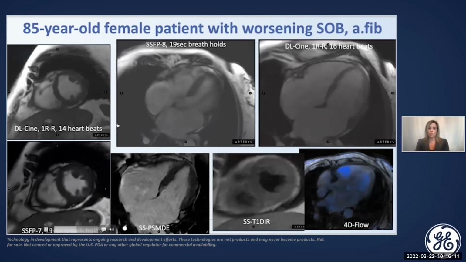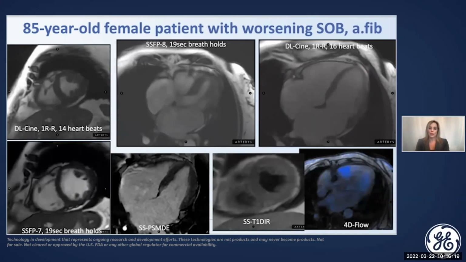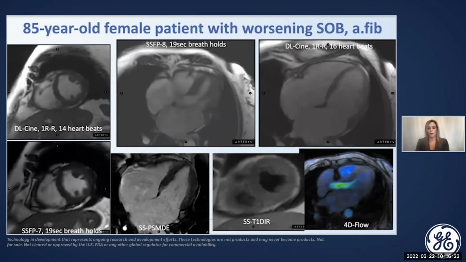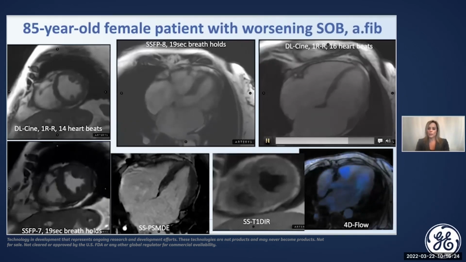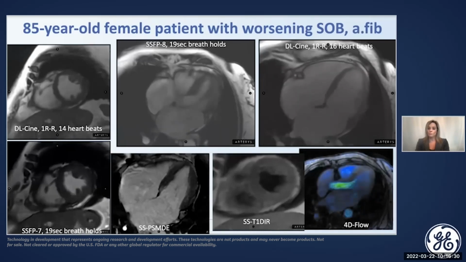By the time we got to the HLA images on this patient for 8 19-second breath holds, not only was she unable to hold her breath, the atrial fibrillation and her arrhythmia really affected our image quality. But on the top right, you can see our DL Cine images, which were acquired 1 R to R, have really excellent image quality. Again, along the bottom, we have our single shot phase sensitive MDE, nice nulling of the myocardium. We have our T1 double IR, which was also acquired in a single shot technique. And again, you can appreciate that the arrhythmia also affects the 4D flow images.